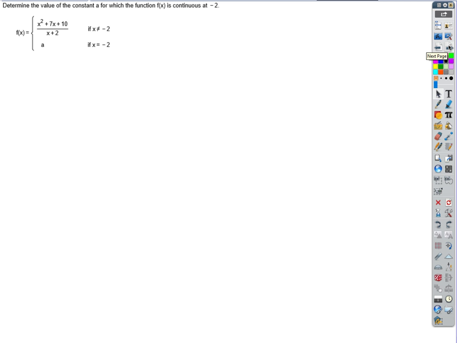Okay, what could I do here? Determine the value of a for which the function is continuous at -2, right? Because the top part of the function is discontinuous at 2. So what would I do? If I want to know what a is, right? The value of the function at -2 has to equal the limit of the function at -2, right?